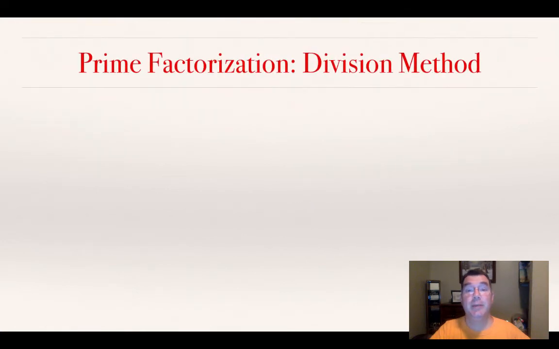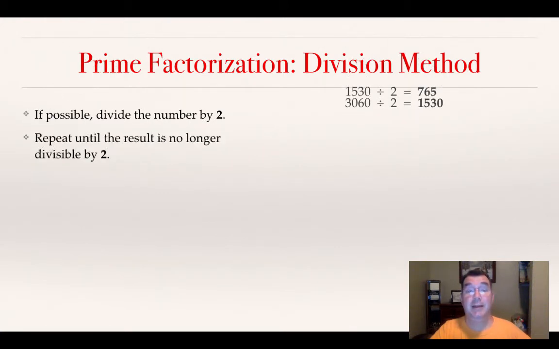I'm going to use the same number, but do a different method. This is called the division method. So what we're going to do is we're going to take that number, 3060, and if it's possible to divide it by 2 without any decimal or without any remainder, I'm going to do that. It is possible to divide 3060 by 2, and the answer is 1530. If I can divide by 2 again, I'm going to do that again. And that is possible, so 1,530 divided by 2 is actually 765.